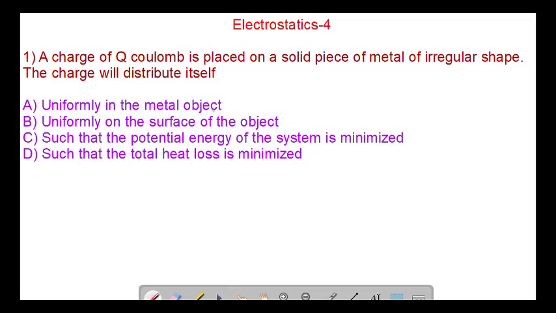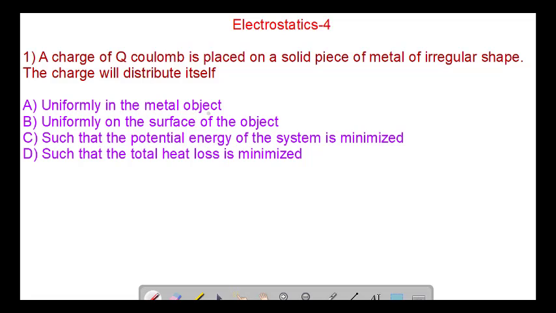Today we will be doing electrostatics part 4. The first question: a charge of q coulomb is placed on a solid piece of metal of irregular shape. The charge will distribute itself. So we are given an irregular metal object and there is some charge over it. Four options are given here.